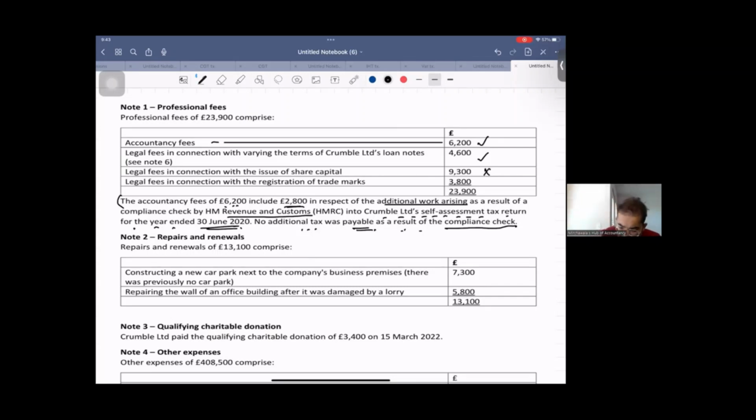Then legal fees in connection with the registration of a trademark are allowed. Let me give you one logic for this. They allow this just to motivate you to register your trademarks, because the tax department, the government, will earn through registration fees as well. So registering your trademark is an allowed expense. Out of these four, 3 are allowed and 1 is not allowed.